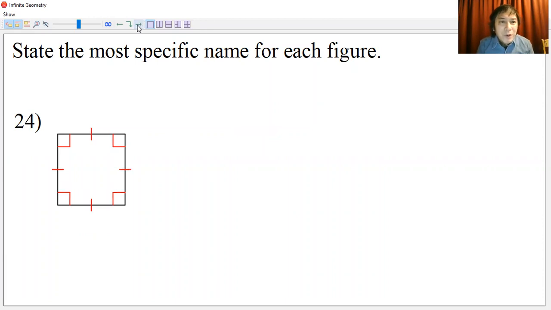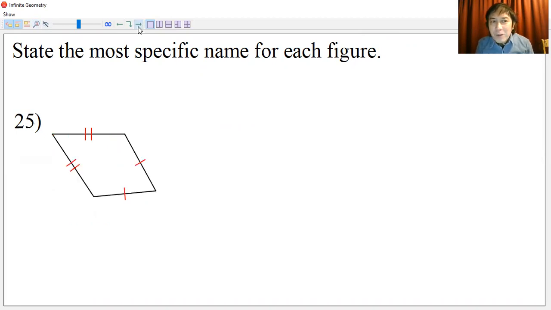Number 24. This one looks like another square. Okay, all corners 90, all sides equal. This must be another square. So my answer here is square. All right, is it a square, from the computer? Yes, it's a square. All right. So we continue with the next, number 25.